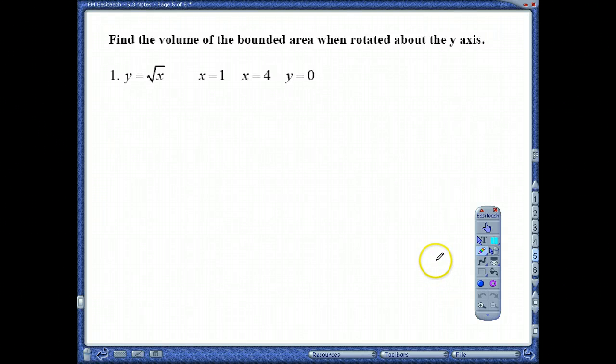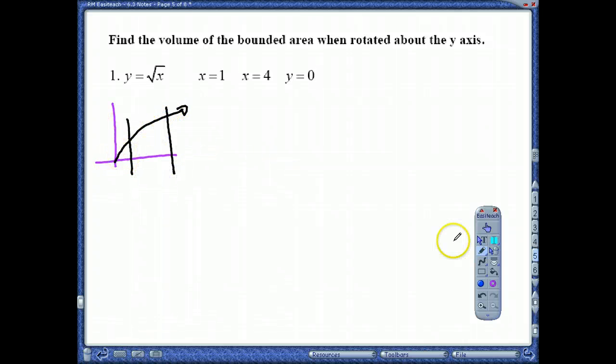All right, so let's see what this is going to look like. We are going to take y equals the square root of x, x equals 1, x equals 4, and y equals 0. So when I draw a nice little sketch, and these sketches don't have to be super fabulous. I mean, of course, mine are, but I'm kidding. So we have y equals the square root of x, x equals 1, x equals 4, and y equals 0. So the area we're looking at is this area right here.